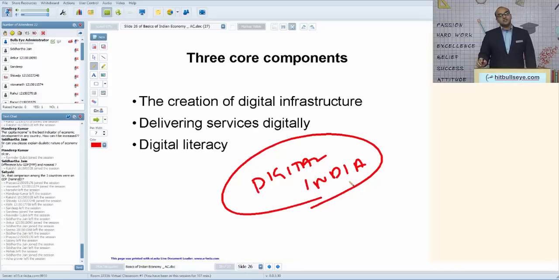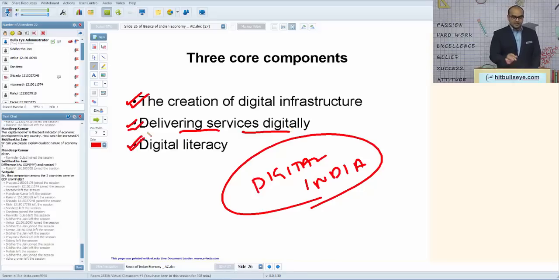So this is an initiative by the Government of India. It is mainly concerned with creation of digital infrastructure like high-speed internet connections. Also, what it is targeting is delivery of services, especially the services given by the government, in a digital mode, as well as creating more and more awareness and literacy in terms of digital knowledge.